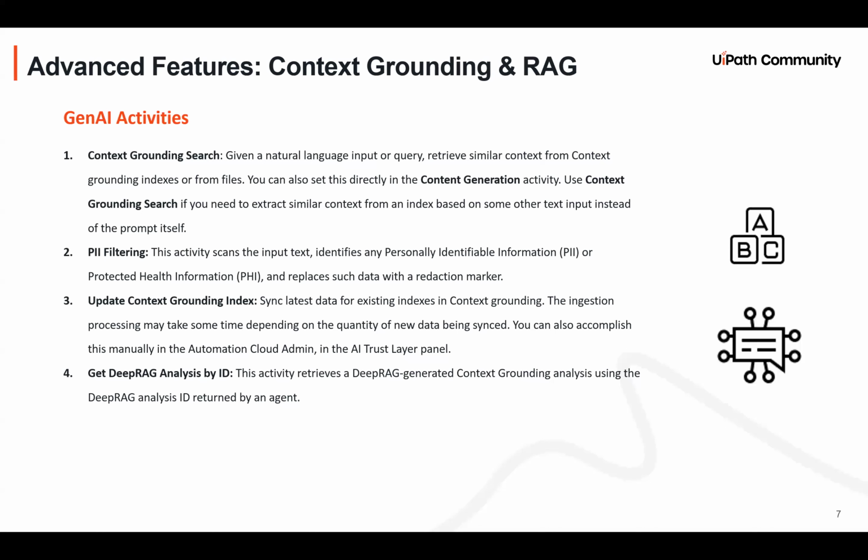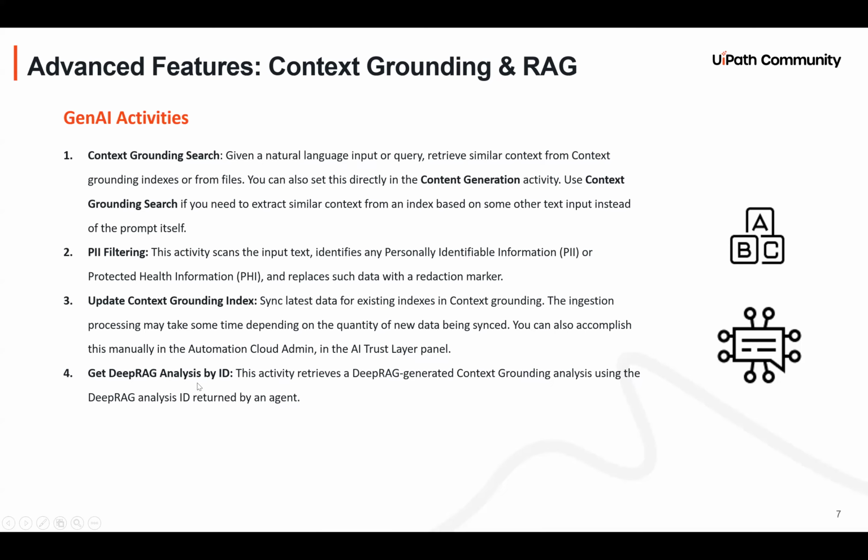Then we have the update context grounding index. Once we create a context grounding index, from time to time we will have to sync it as per data updates. Using this activity, update context grounding index, we can sync that index. So our index will be up to date, and our agents or bots using this index will provide more accurate results. This was context grounding index updating.